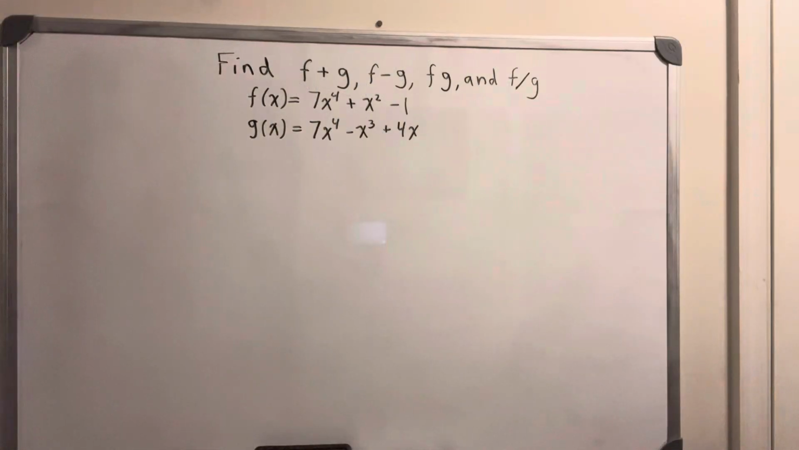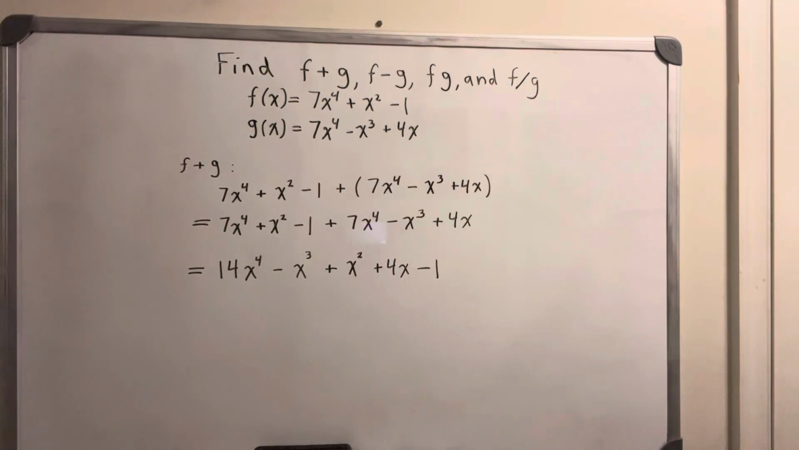This problem says find f plus g, f minus g, fg, and f over g when f of x is 7x to the 4th plus x squared minus 1, and g of x is 7x to the 4th minus x cubed plus 4x.